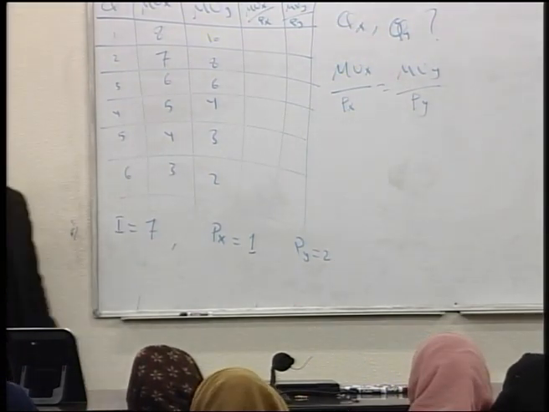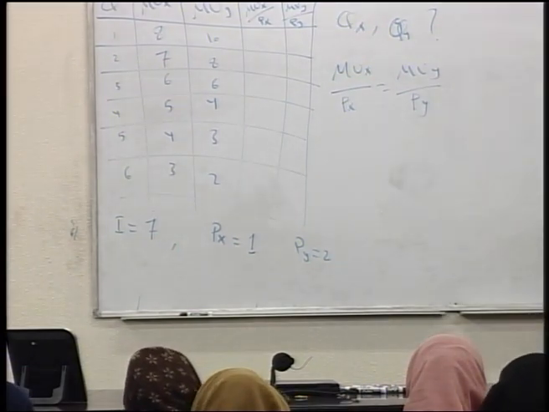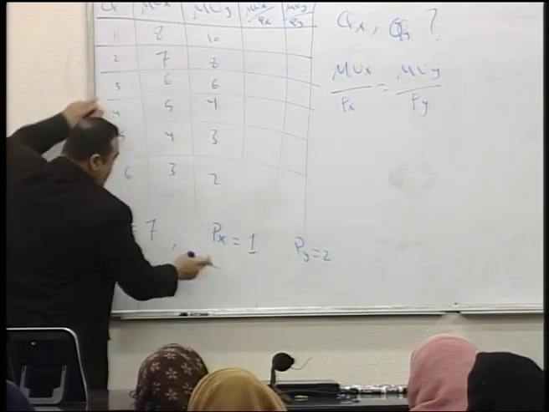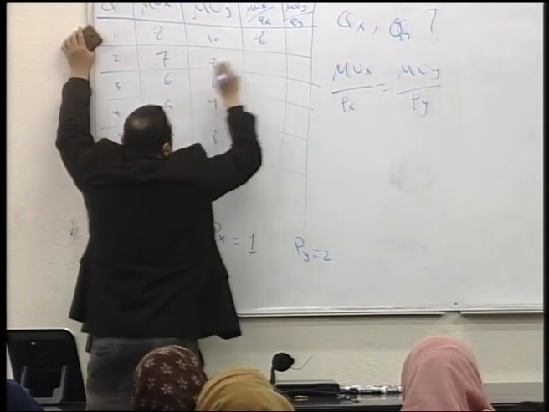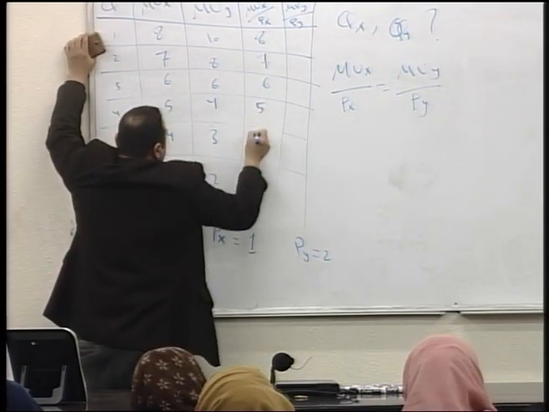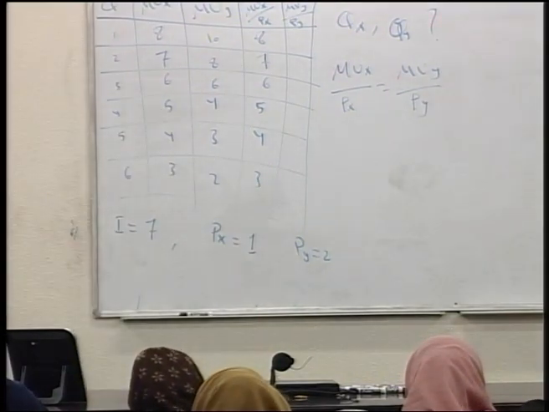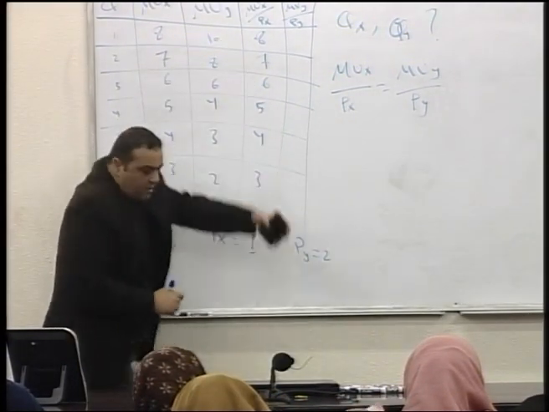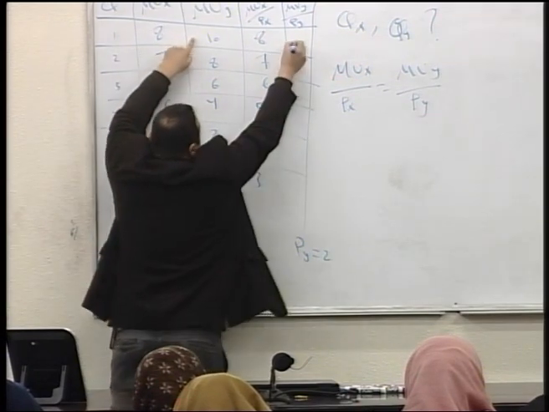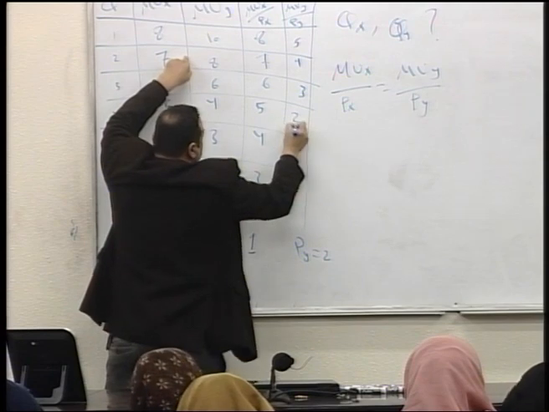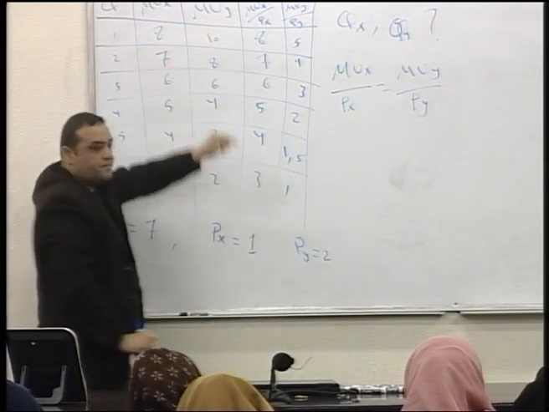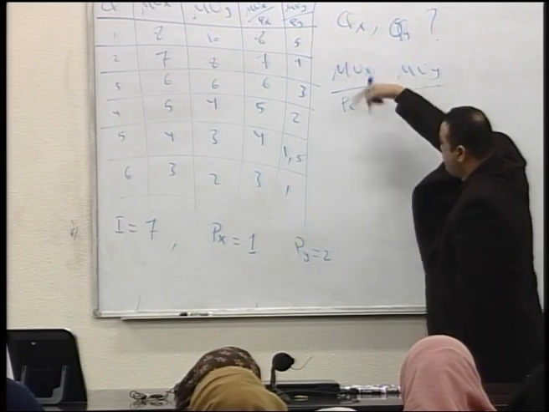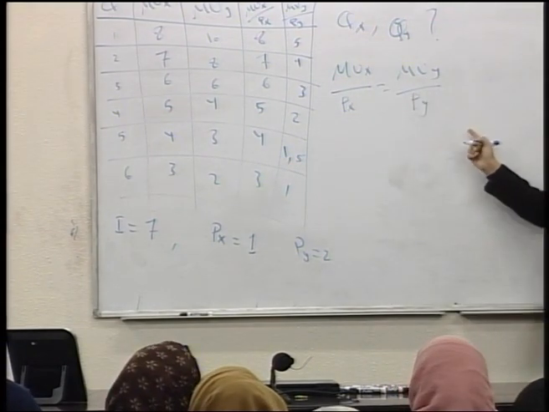So we have to apply the first condition, MUX over PX equals MUY over PY. MUX over PX: 8 over the price of X, 1, gives 8, 7, 6, 5, 4, 3. What about MUY over PY? MUY 10 over 2, the price of Y, gives 5, 4, 3, 2, 1.5, 1. Where are the points at which MUX over PX equals MUY over PY? Where are these points?